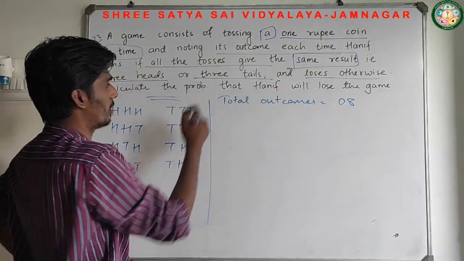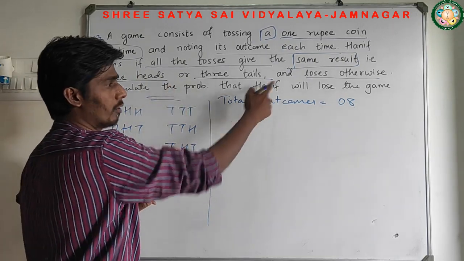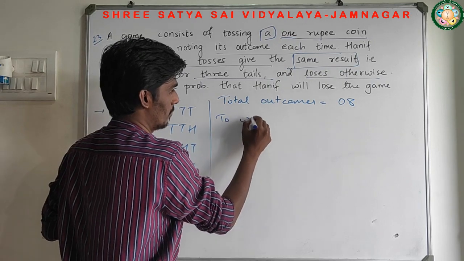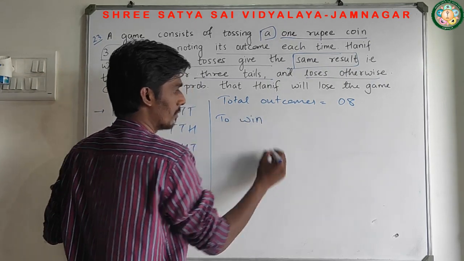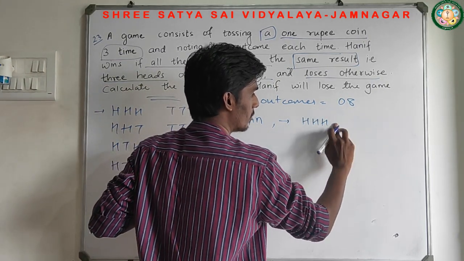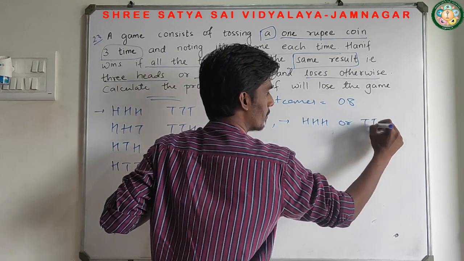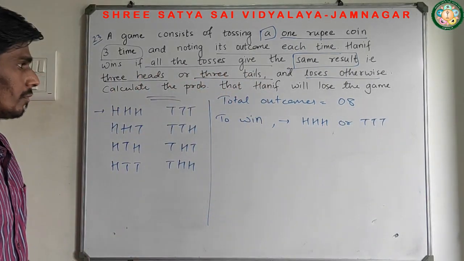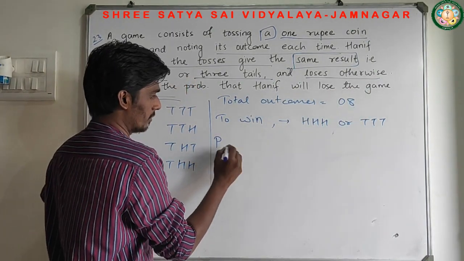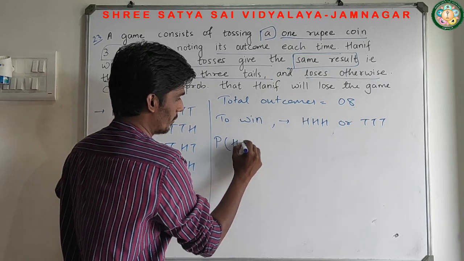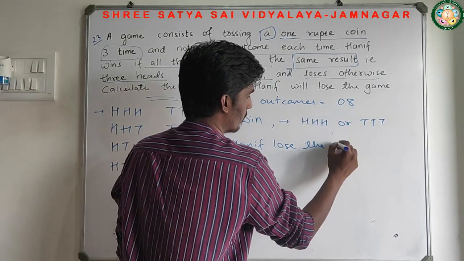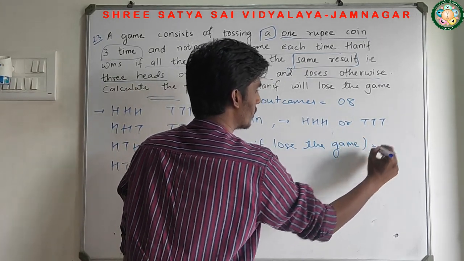Now to win, Hanif has to get what? Either all 3 heads or all 3 tails. To win, he has to get either 3 heads or 3 tails. So the probability that Hanif will lose the game is what?